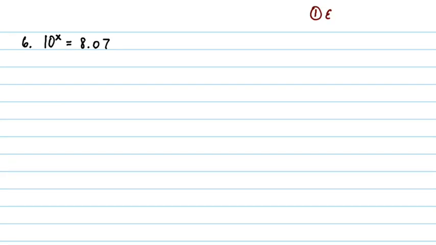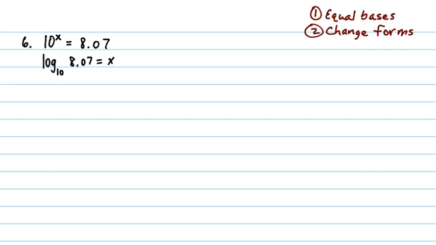So it's going to be log. Actually, again, I'll review. We've been doing the technique of equal bases, getting our bases equal and then setting the exponents equal. So here we're just going to change forms. And so these are the only two approaches that we're going to use with exponential equations. So here we can write this as a log. It's going to be the log base 10 of 8.07 equals x. And we don't normally write the 10 here. I'm going to also put x on the other side.